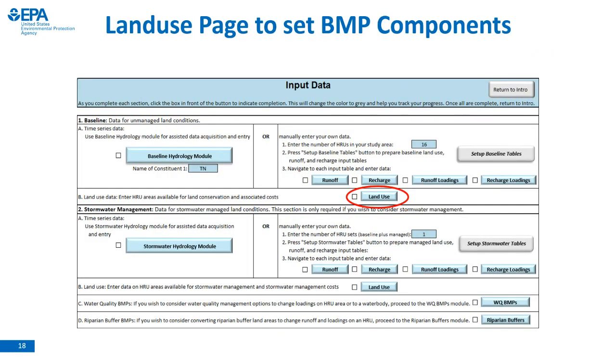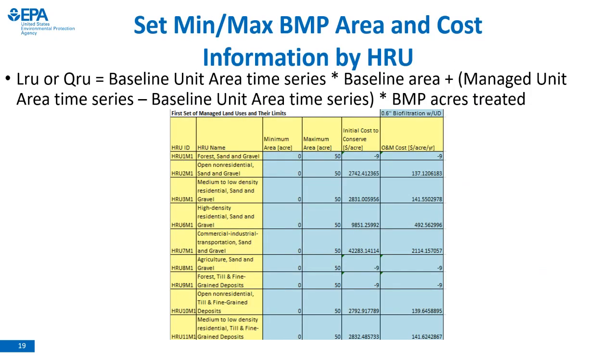You can then proceed to the land use page to define the range of areas that you want to consider for implementation of the BMPs. And that's what this tab looks like. There'll be a table for each different BMP type that you entered previously. The names of the HRUs are pulled in from a table you've already imported in the second column here. And then you specify a minimum and a maximum area for application of the BMPs.